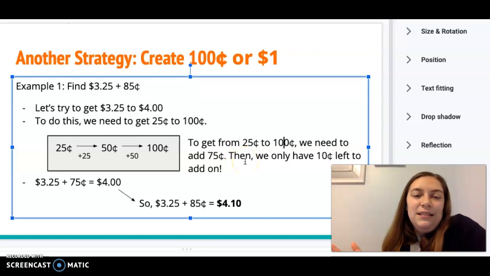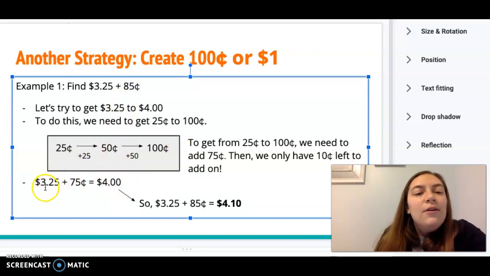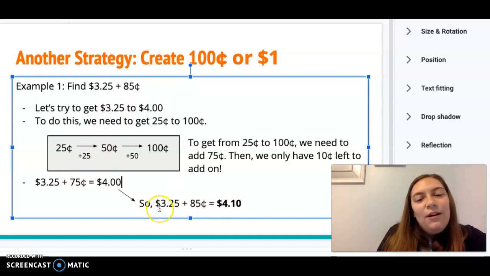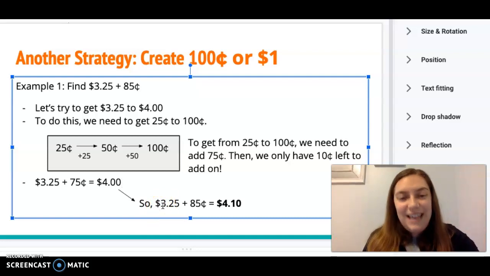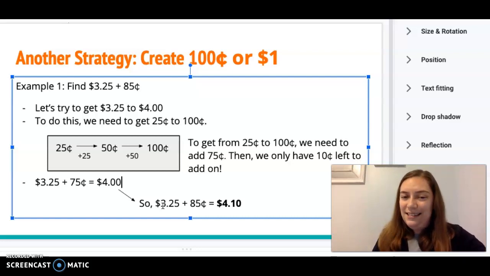Then we only have 10 cents left to add on. Because look, we're adding 85 cents, not 75 cents. So if we're doing what this says down here, we'll have $3.25 added to our 75 cents would equal $4. But we want to add 85 cents. So what's 10 more than $4? $4.10. So $3.25 plus 85 cents is equal to $4.10.